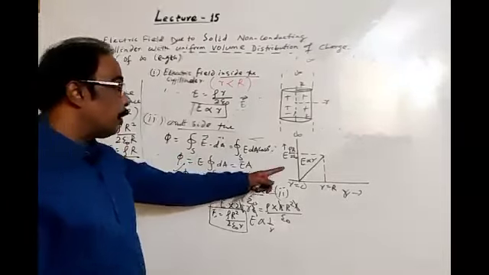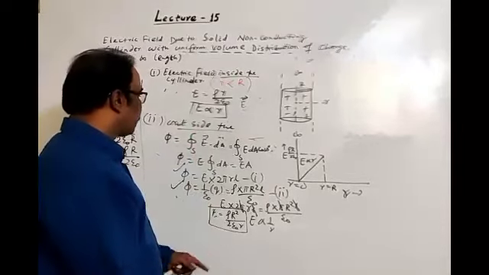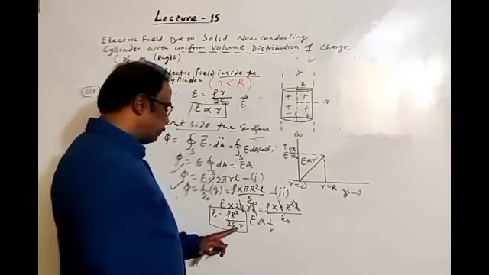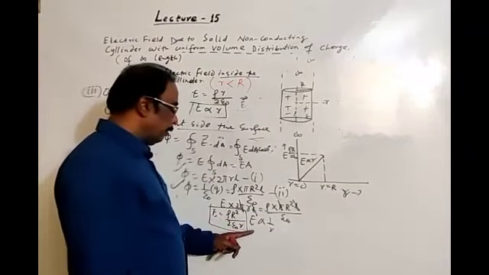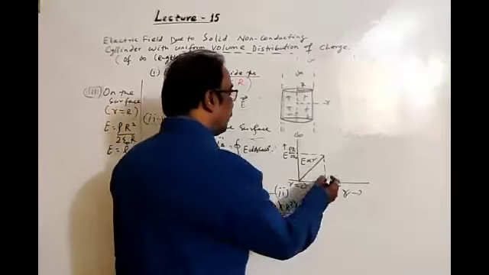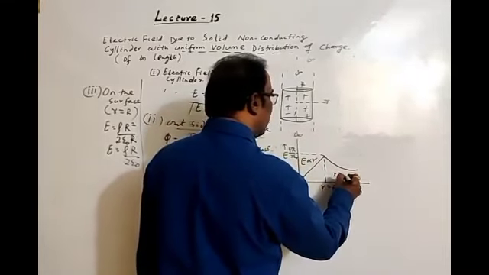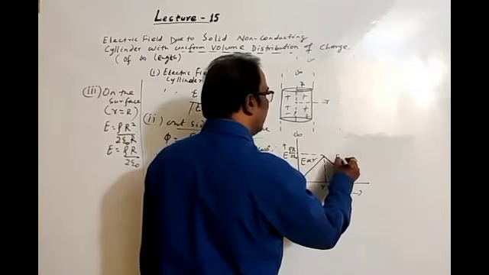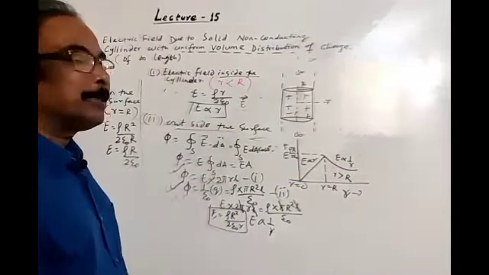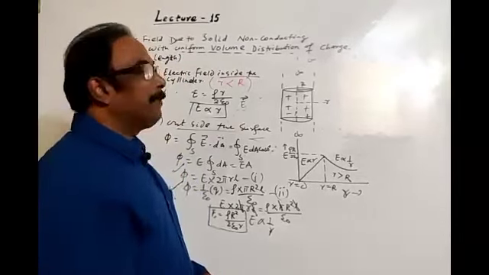Then outside the surface, this is the relation for electric field with distance r. E is inversely proportional to r, then this will be our graph. Outside the surface, here r is greater than R, and the electric field is inversely proportional to distance from the axis of the cylinder. Okay, this is the end of lecture 14.